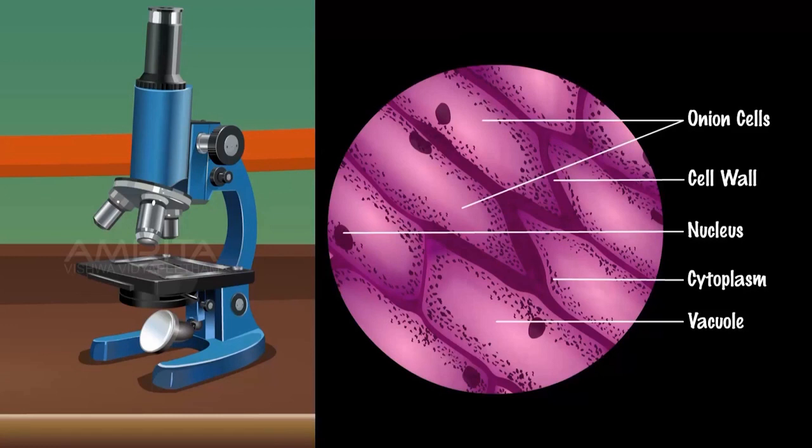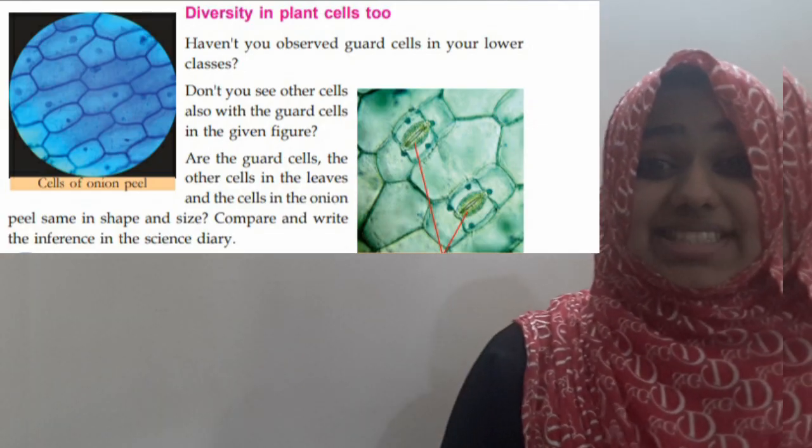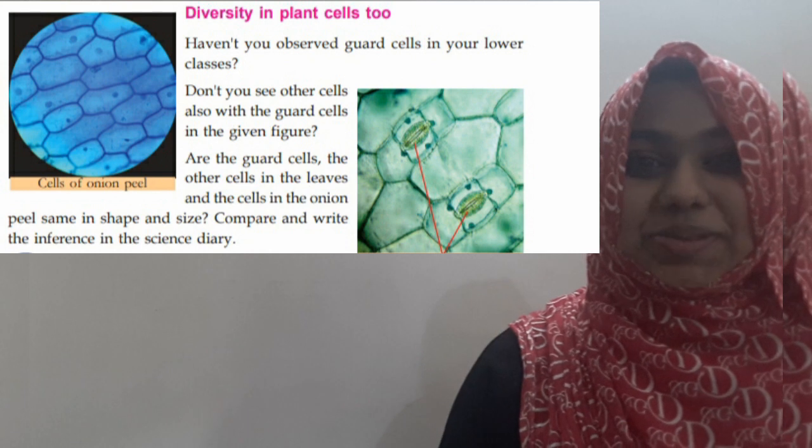Conclusion. All cell walls and large vacuoles are clearly observed in all cells, and the cells in the observations are plant cells. So there is diversity in plant cells too.